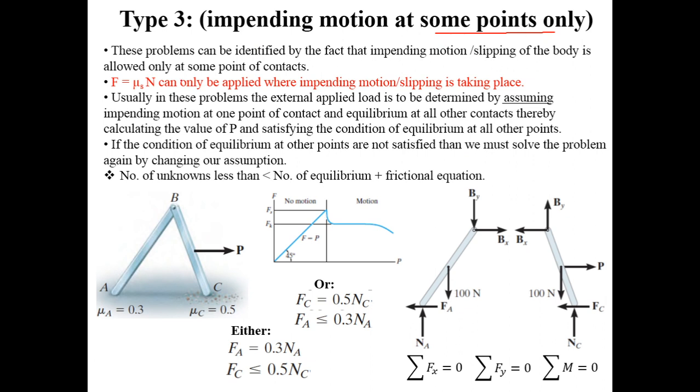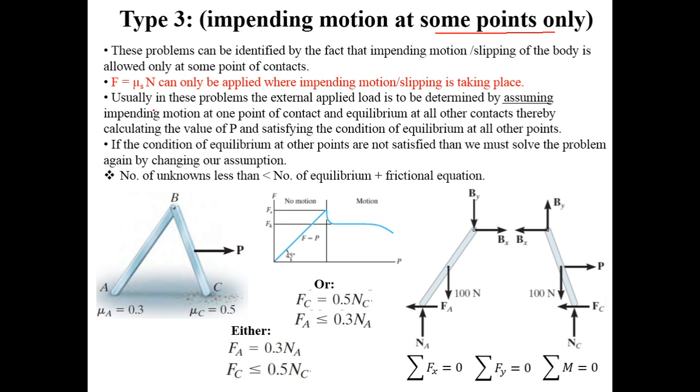So this means that you cannot apply F equals mu s N at all points simultaneously. You can only use F equals mu s N where you are assuming that impending motion is going to take place, and all the rest of the points will be in static equilibrium. You cannot use F equals mu s N when the point is in static equilibrium, because you know that at that point the friction force will be smaller than this value. So these are tricky problems. Actually, type 3 problems can be tricky as well as lengthy compared to type 1 and 2 problems.